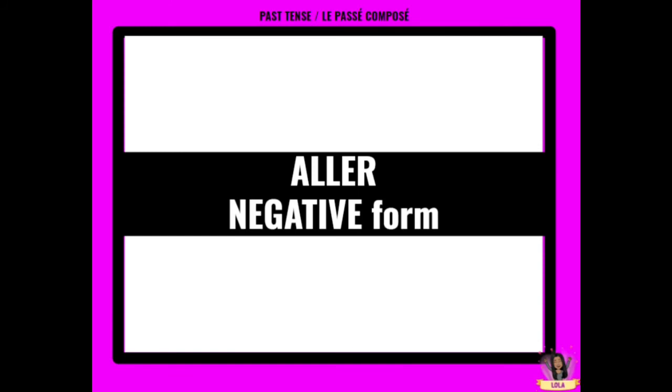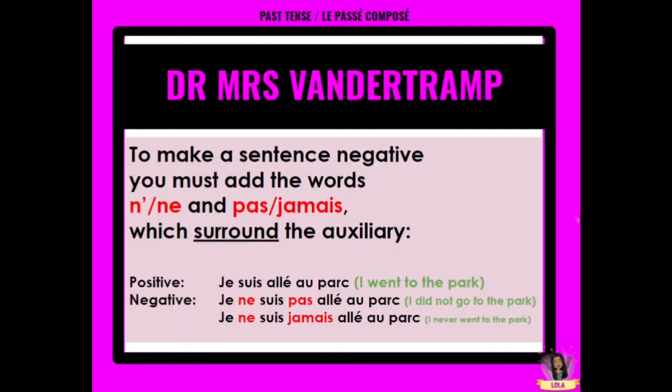Now we're going to look at aller as an example in the negative form. So to make a sentence negative, you must add the words ne or n' and pas or jamais. Jamais just means never. And they surround the auxiliary.